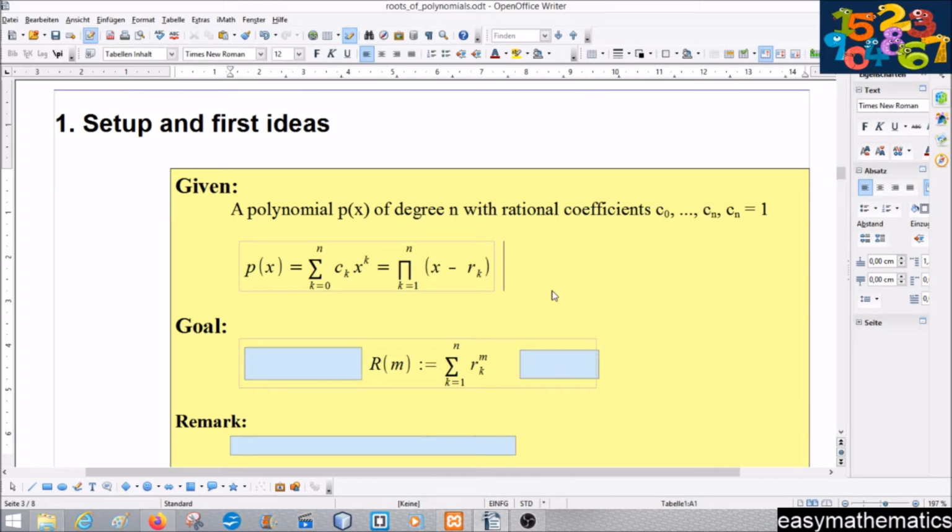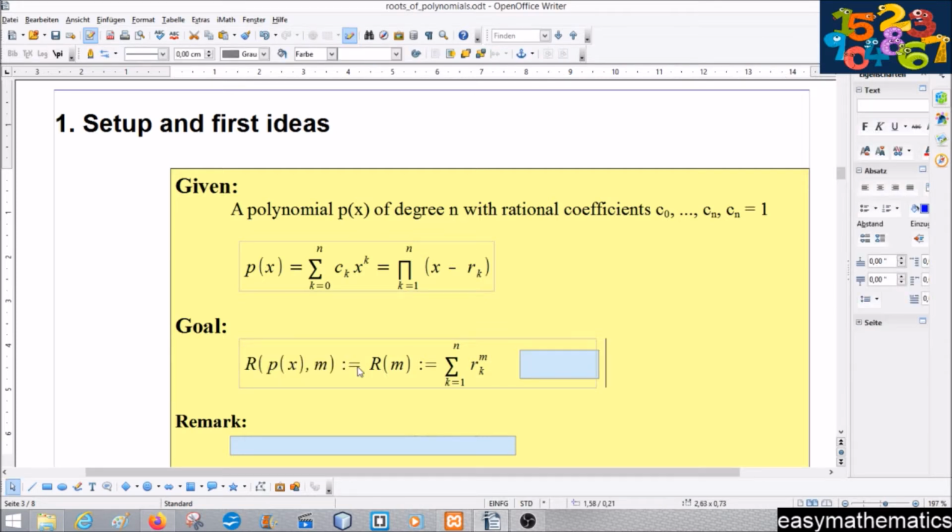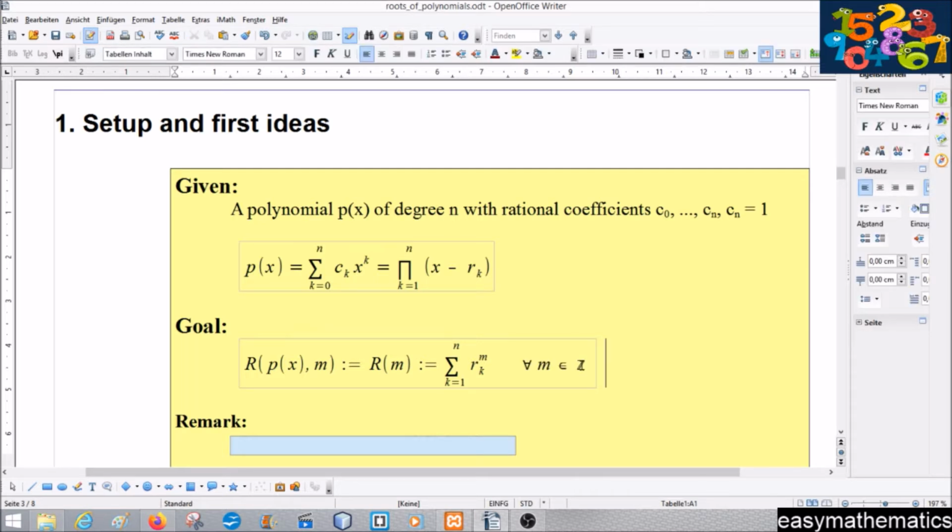Alright? And our goal is to find the sum from k equals 1 to n of rk to the power n, and I note this as capital R of n. So what we want to find is the power sum of the roots of a specific polynomial. If you like, you can also write R of p of n. And we want to find that for all n.